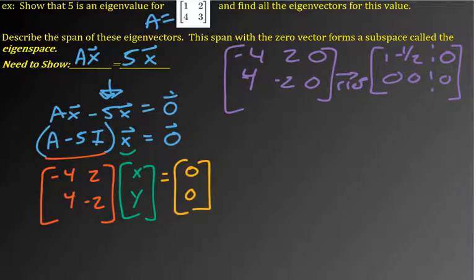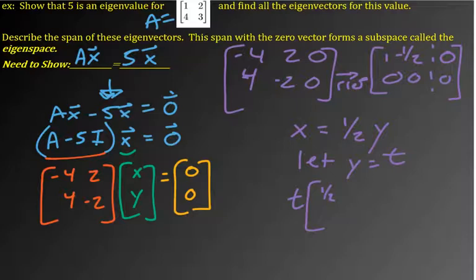And from that we can see that x equals 1/2 of y. So if we let y equal t, then this vector xy looks like 1/2 t, and then t, right? And so this is the structure of all the eigenvectors for this value given this matrix, okay?